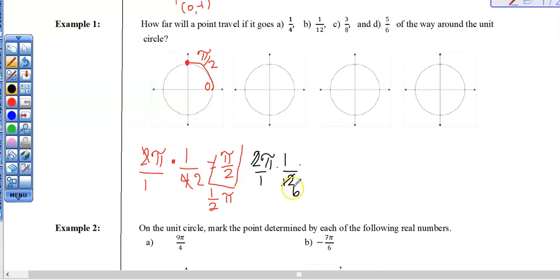I'm going to write the answer underneath because I want to make sure I have enough space for the other problems. We have pi over 6, or 1/6 of pi. Well, that's interesting.